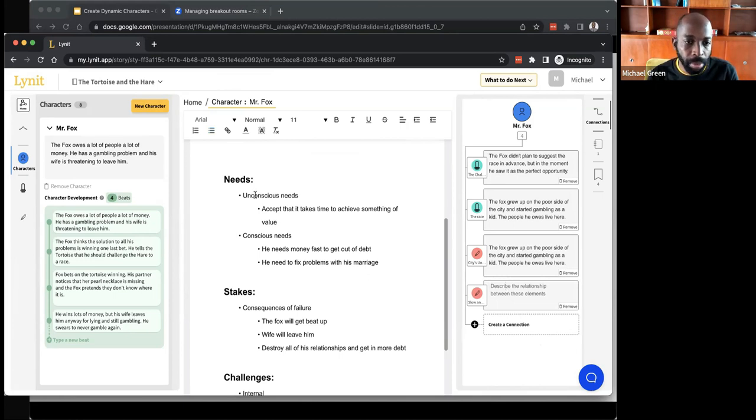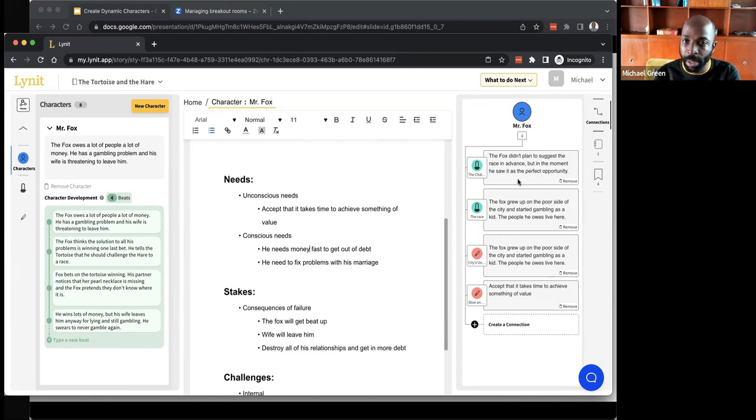So, we can just copy that right in there. But now it's part of the structural component of this character. The same for their conscious needs. They need money to get out of debt. Well, I already have them connected to the city underbelly, but that's the side of town that he owes money, right? So it has to do with the setting. Like he grew up on the poor side of town, and so he owes people money there. And so I actually already have it there.